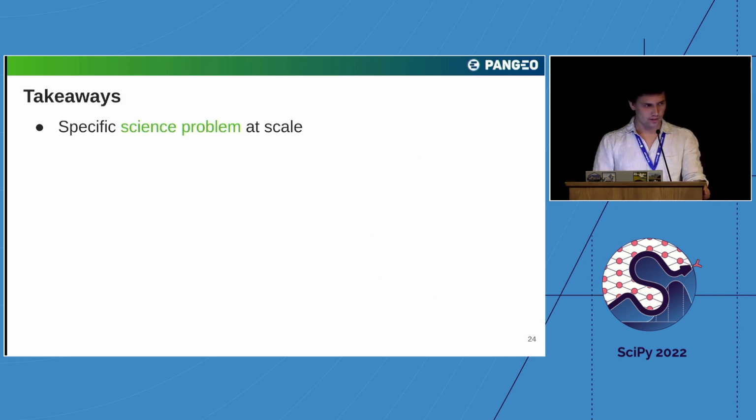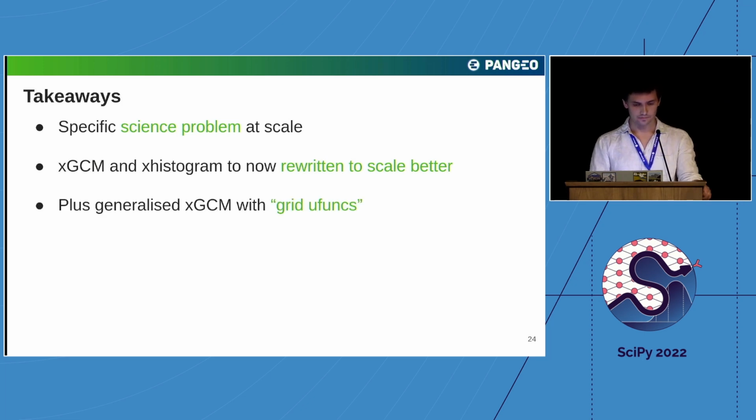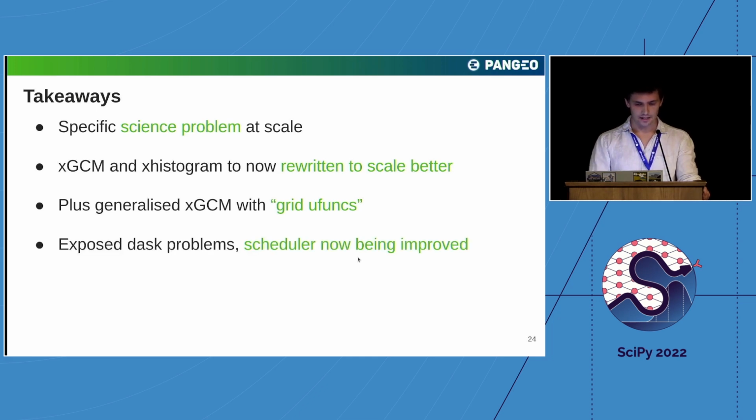So, takeaways. We had a specific science problem at large scale that we wanted to solve. In order to try and do it, we rewrote two libraries, XGCM and XHistogram, to scale better with Dask. And in doing so, we came up with what we think is a generally useful concept of a grid ufunc in XGCM. But this did expose some Dask problems, which are now in the process of being improved upon by the Dask developers.